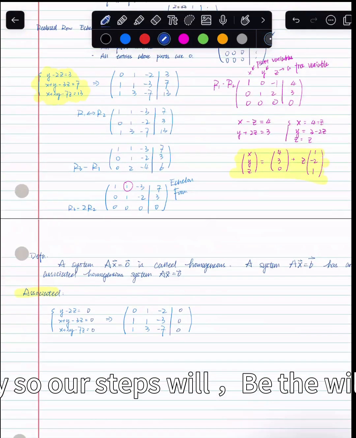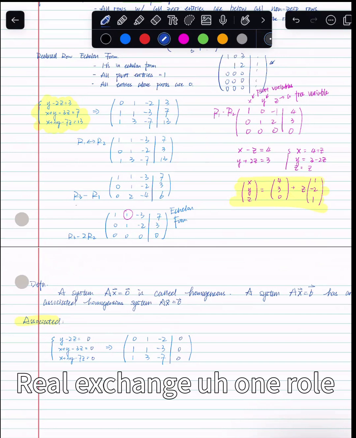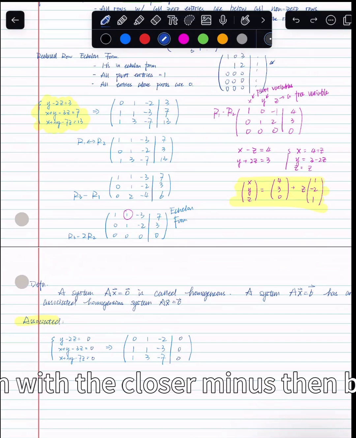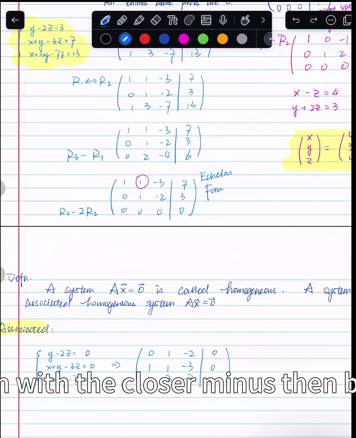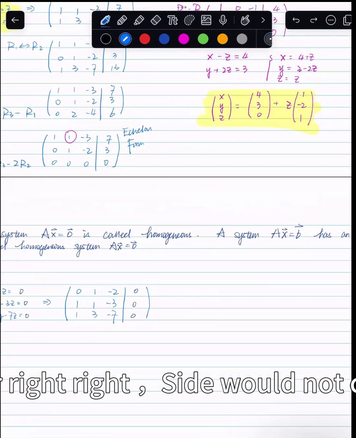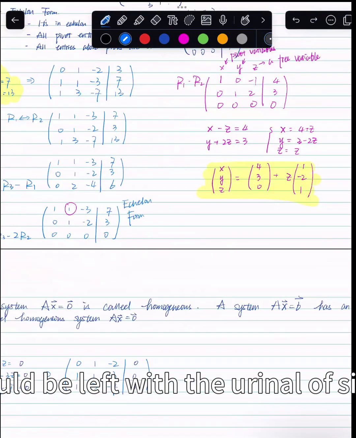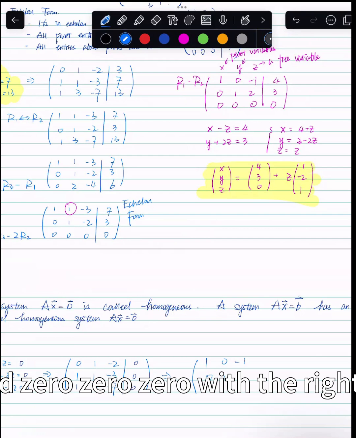Okay, so our steps will be the same. Since we are just doing row exchange, one row minus the other row, and some multiplication with the plus or minus, basically since our right side are all zeros, our right side would not change, only the left side. We would end up with 0, 1, 2, and 0, 0, 0, with the right side all zeros.